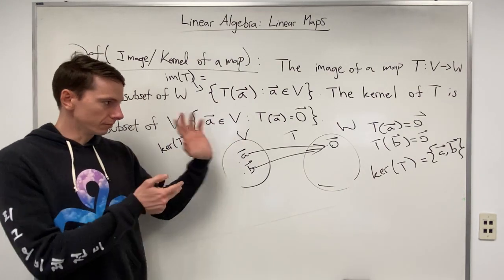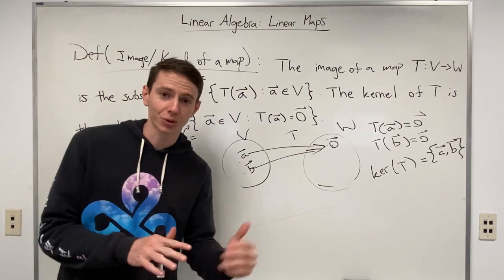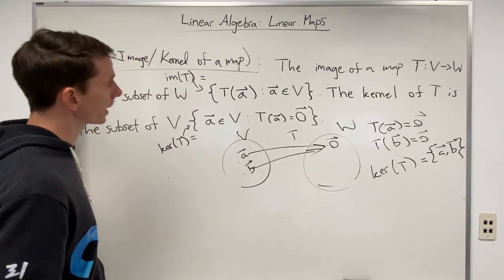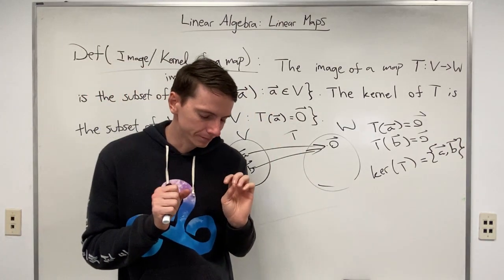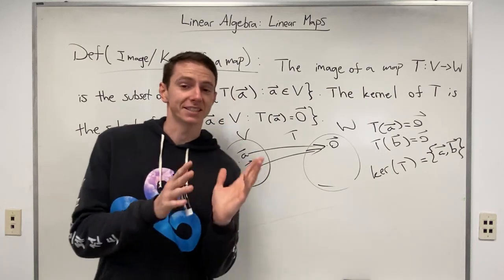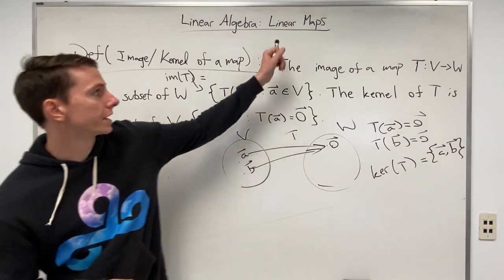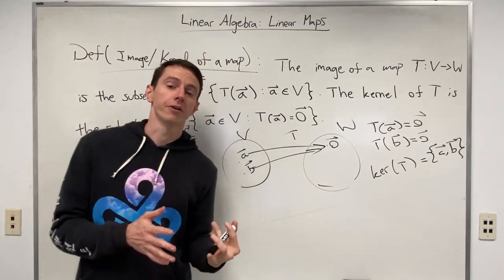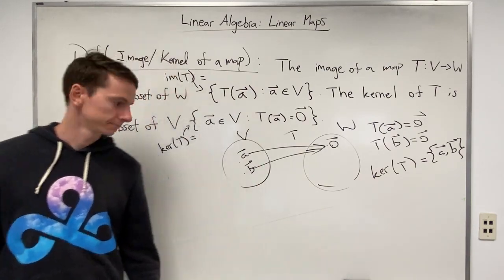Now, assuming that this sounds familiar and that we're like, okay, yeah, that's what the image is, that's what the kernel is, what I want to do to finish off the video is write out a theorem that is going to say, well, what are some specific things that we can state about the image and the kernel, not just of any map, but of a linear map? So we can make some statements about some of the fundamental function subspaces for linear maps.